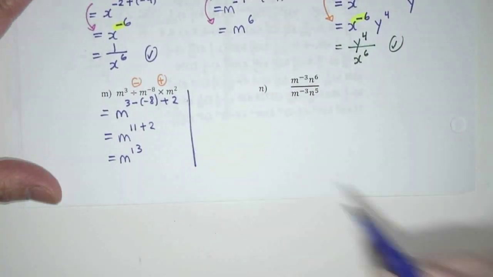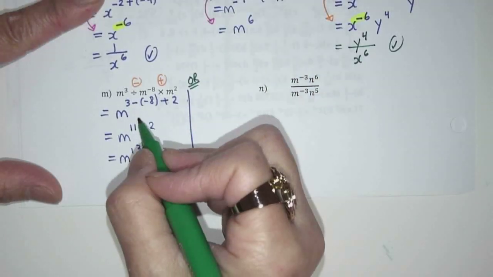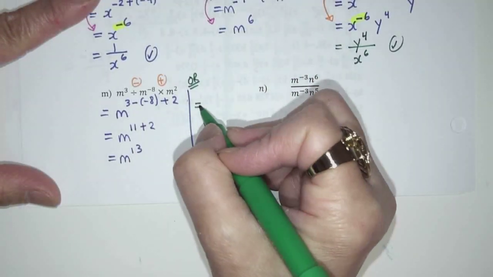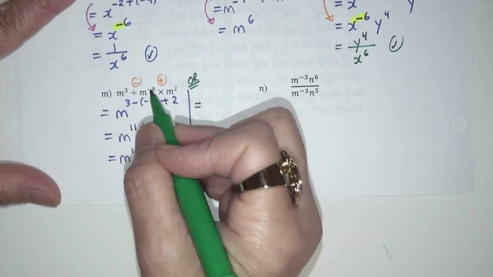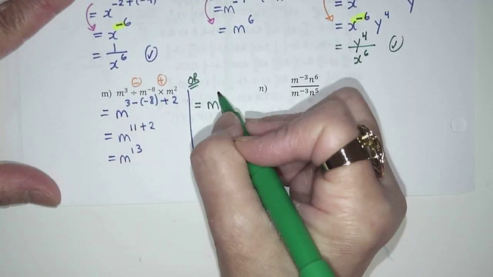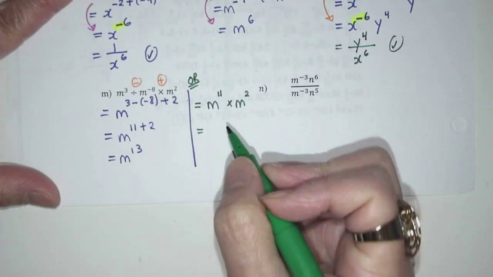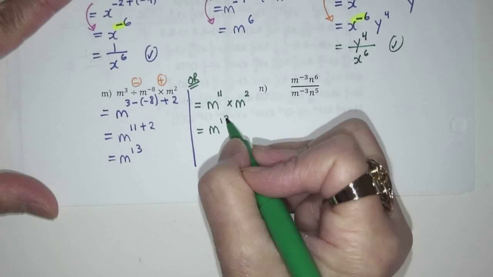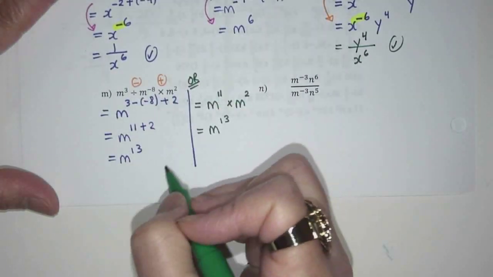An alternative would be, some people don't show this step, but what we would like you to do is to do one thing at a time. So do 3 minus the -8, so this would be m to the 11, and then times m to the 2, so show this in 2 steps, m to the 13. So we would still say more than one step, right?